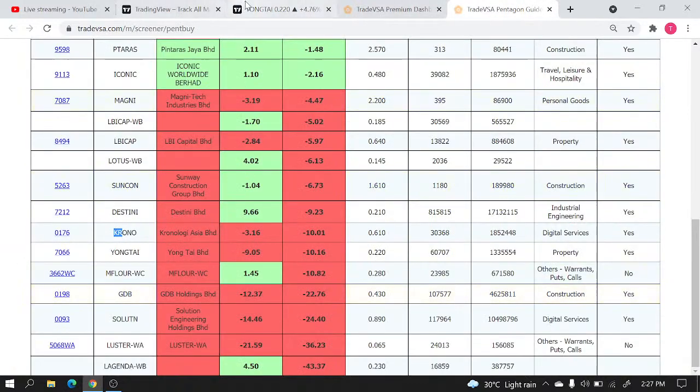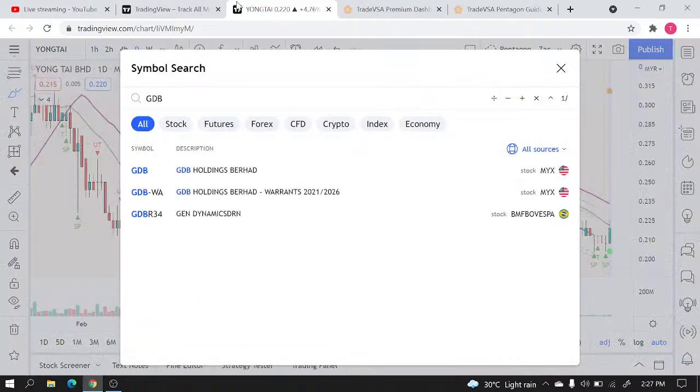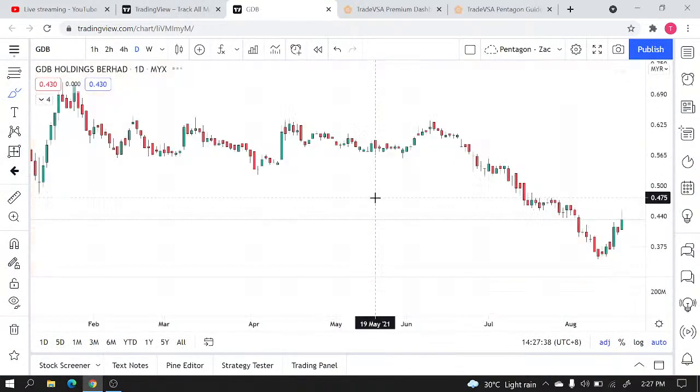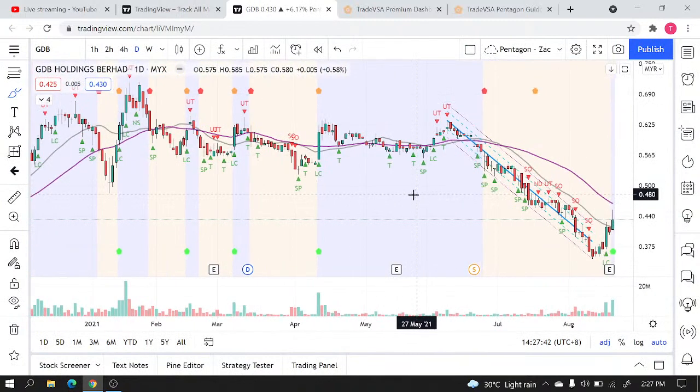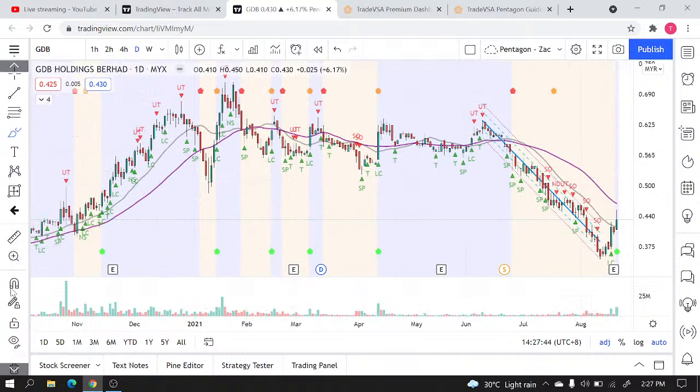GDB maybe, and Solution. GDB, Solution, Chrono, submarine trade. Okay, possible. I think this one is better because the volume is higher. But again, I'm not sure, because for members I need to be straightforward with you, some members sometimes ask me exactly how to do this submarine trade. To be frank with you, I'm not so sure how to do the submarine trade because I haven't really backtested yet.